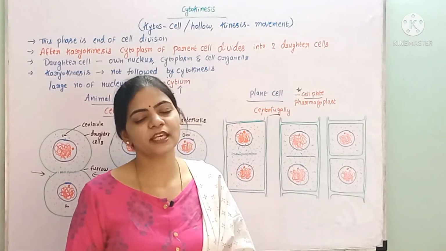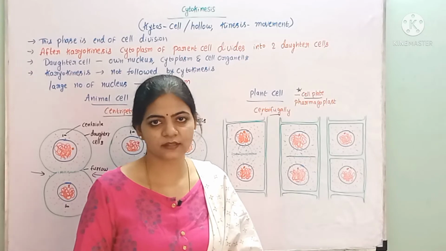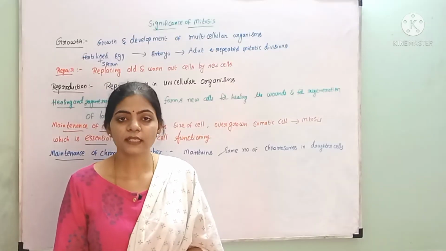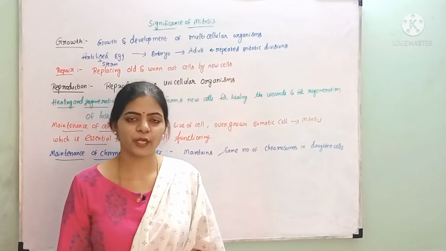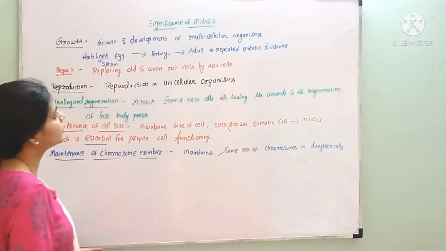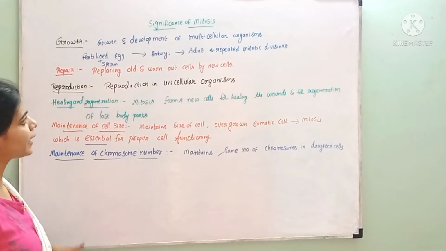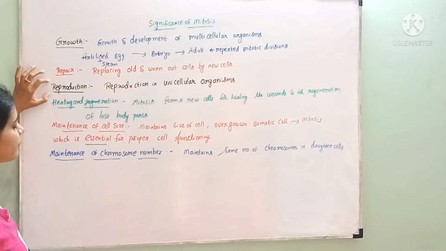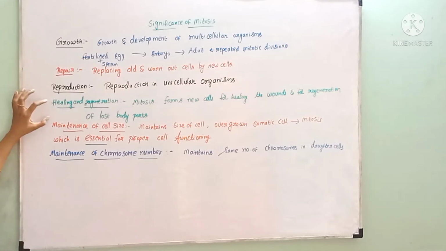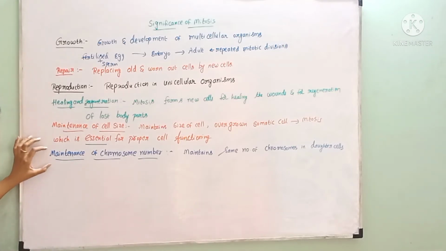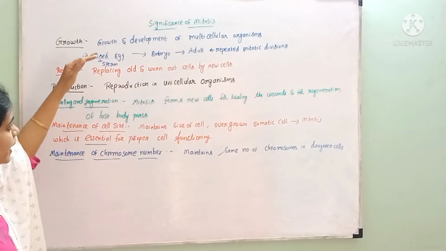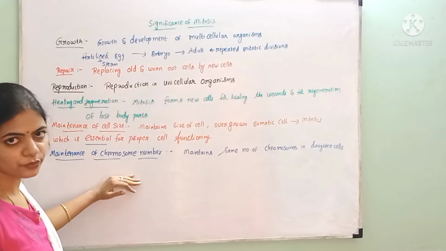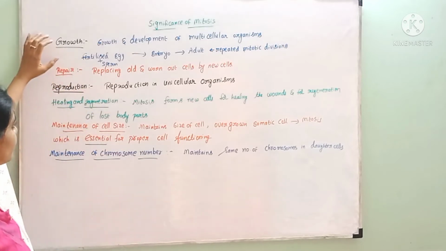And the next one we'll see about the significance of the mitosis. So after cytokinesis, the next topic is the significance of mitosis. So here we'll see the different important aspects of the mitosis. For example, growth, repair, reproduction, healing and regeneration, maintenance of cell size and maintenance of chromosome number. All these aspects are done by the mitosis only. Now we'll see them one by one.